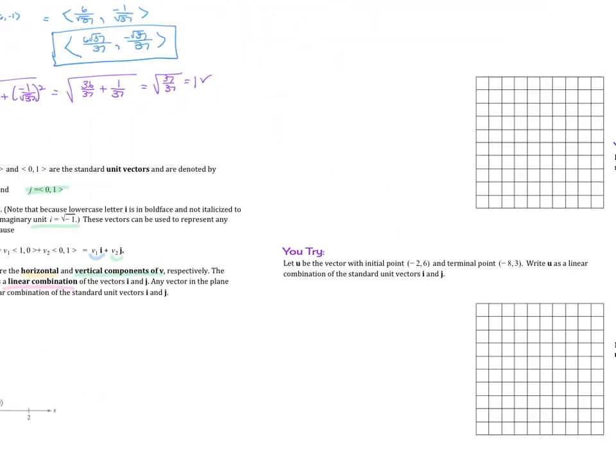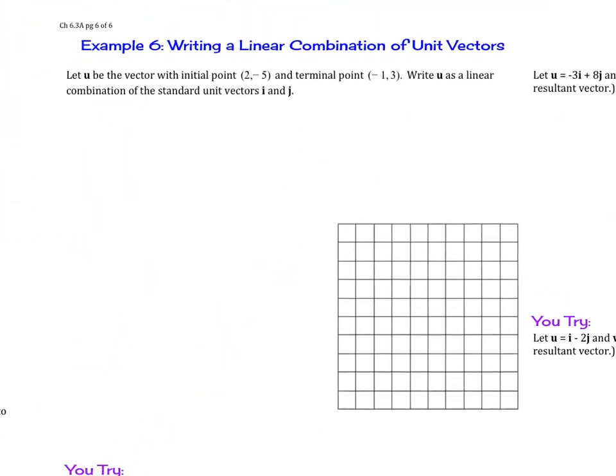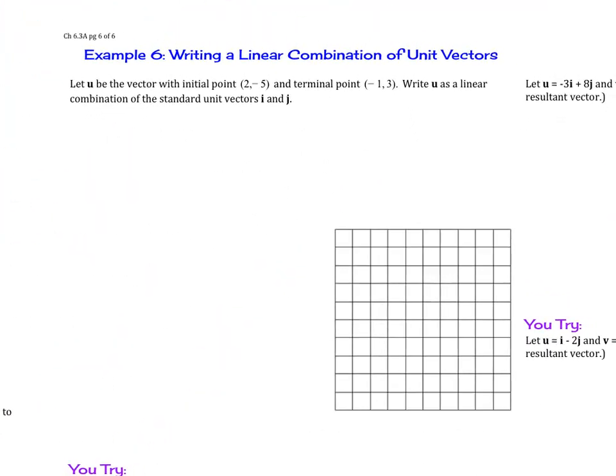So let's try this example. Write a linear combination of unit vectors, and then we're going to go ahead and graph it so you can see what this means. Let u be the vector with initial point (2, -5) and terminal point (-1, 3). Write u as a linear combination of the standard unit vectors i and j. Now the terminal point is important because we will be subtracting.